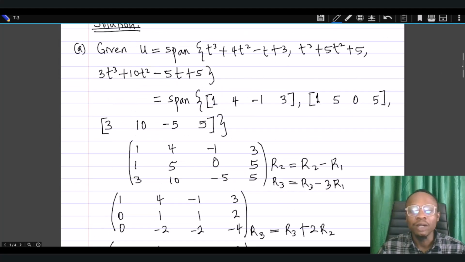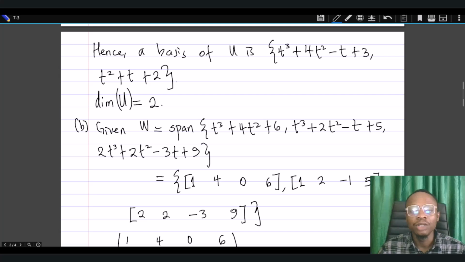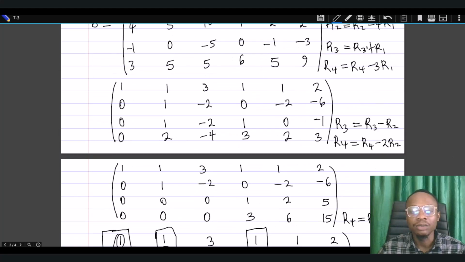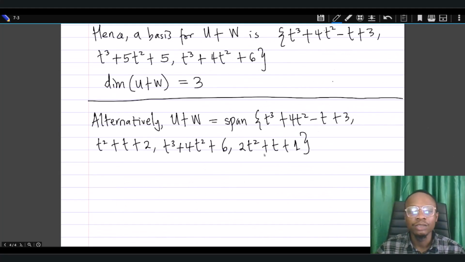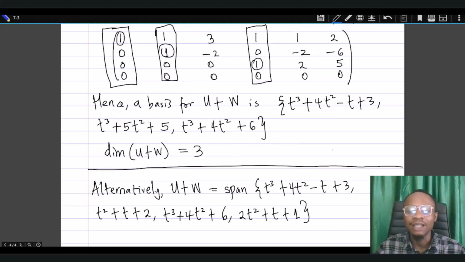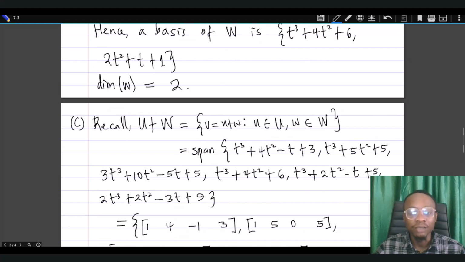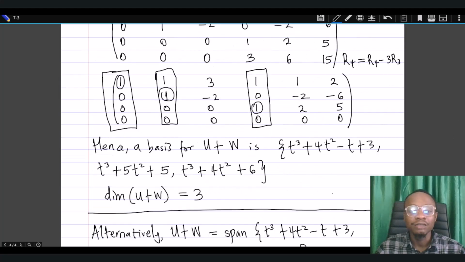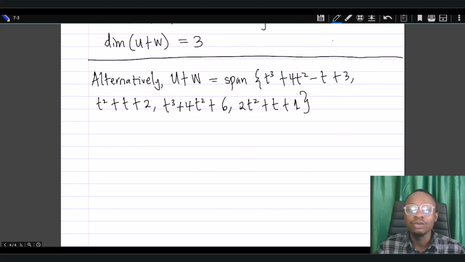Just as u is spanned by the vectors we started off with here. So we can just copy this out from u: t cubed plus 4t squared minus t plus 3. So let's write that out. T cubed plus 4t squared minus t plus 3. All right, so these are the vectors formed directly from the basis we have obtained for u and w. So we know that u plus w will be spanned by these vectors, just as it is spanned by these vectors. What is the advantage of using these? We have fewer vectors to work on.